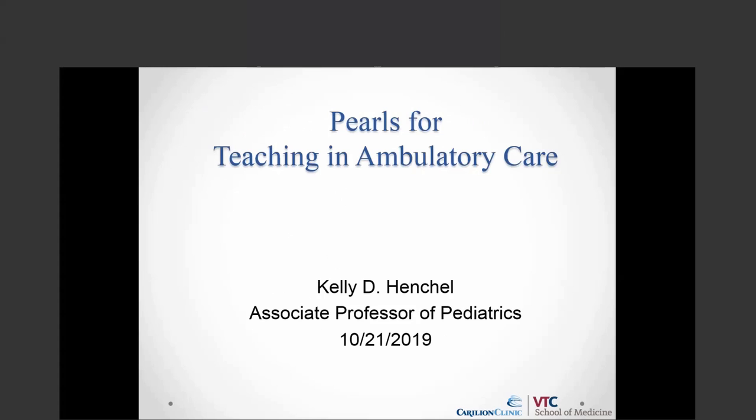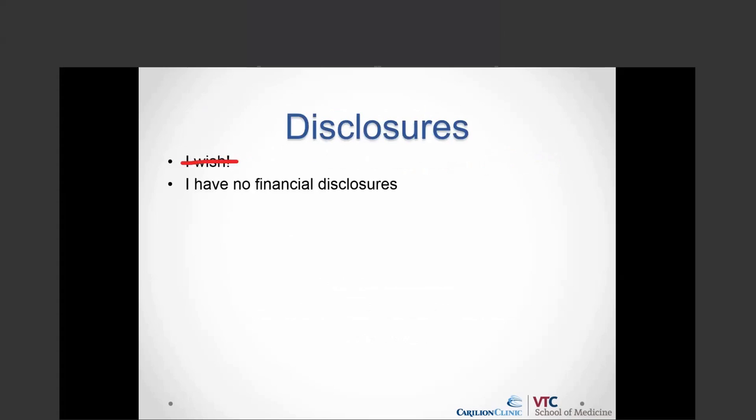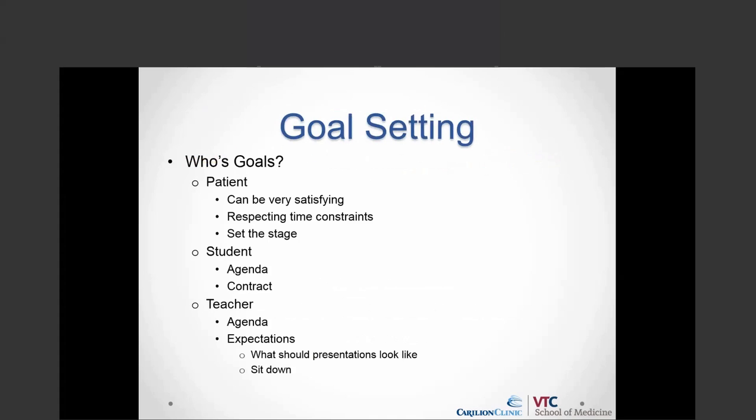Then setting goals for the student really involves setting an agenda or making a learning contract so that the student is very clear what is expected of them during their time with you, as well as clearing up any misunderstandings or preconceptions that they might have from previous experiences that are not the same in your setting.